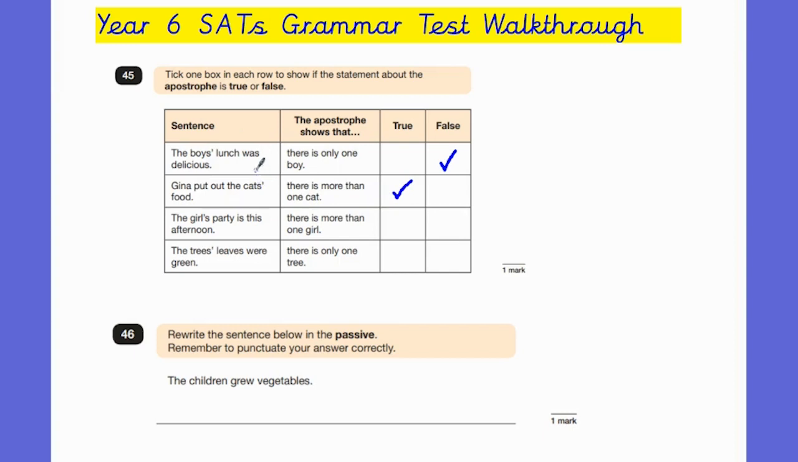The girl's party is this afternoon. Well, here it's saying that the apostrophe shows that there is more than one girl, but that is false. There is only one girl. And the trees' leaves were green. The apostrophe shows that there is only one tree. That is going to be false, because again, the apostrophe is after the S. If there was only one tree, it would be between the E and the S.